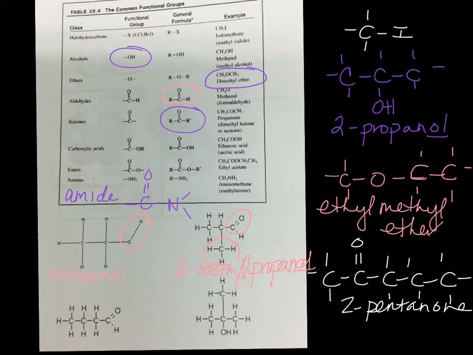I can see this one here. The bottom left is an aldehyde. There's no other functional groups on it. 1, 2, 3, 4. So this is just 4 carbons. So this is simply butanal.